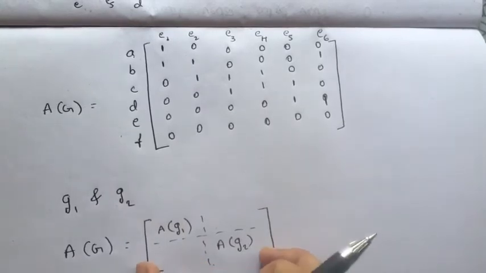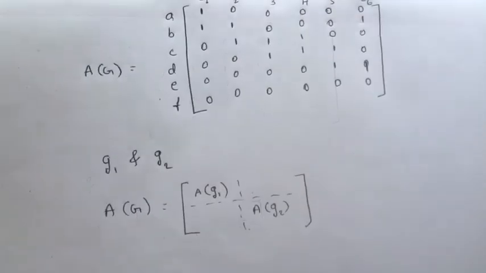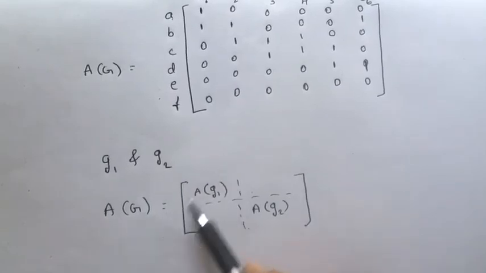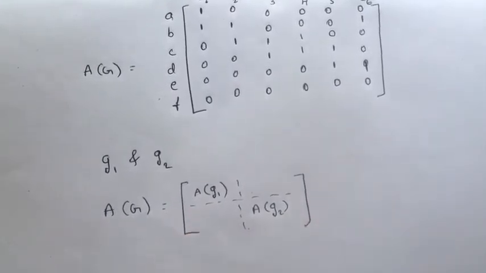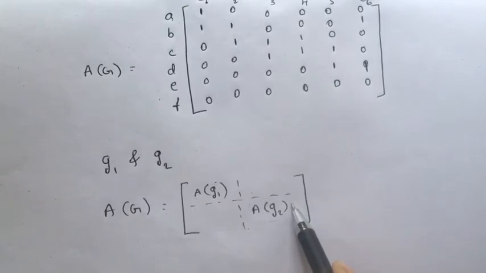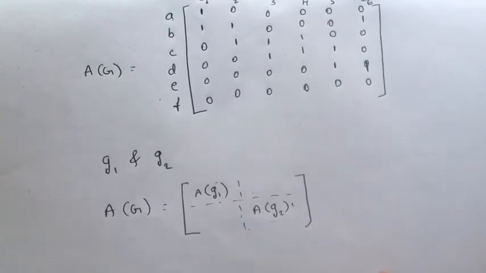We mention this as block diagonal, and this representation is called block diagonal form. This is the incidence matrix for component G1 and this is the incidence matrix for component G2.